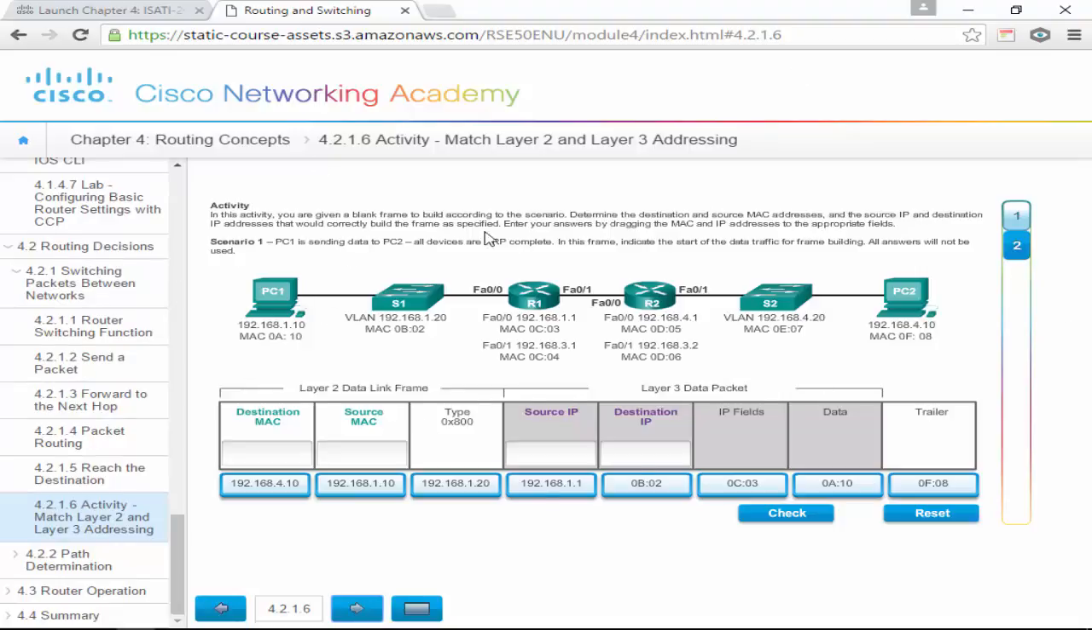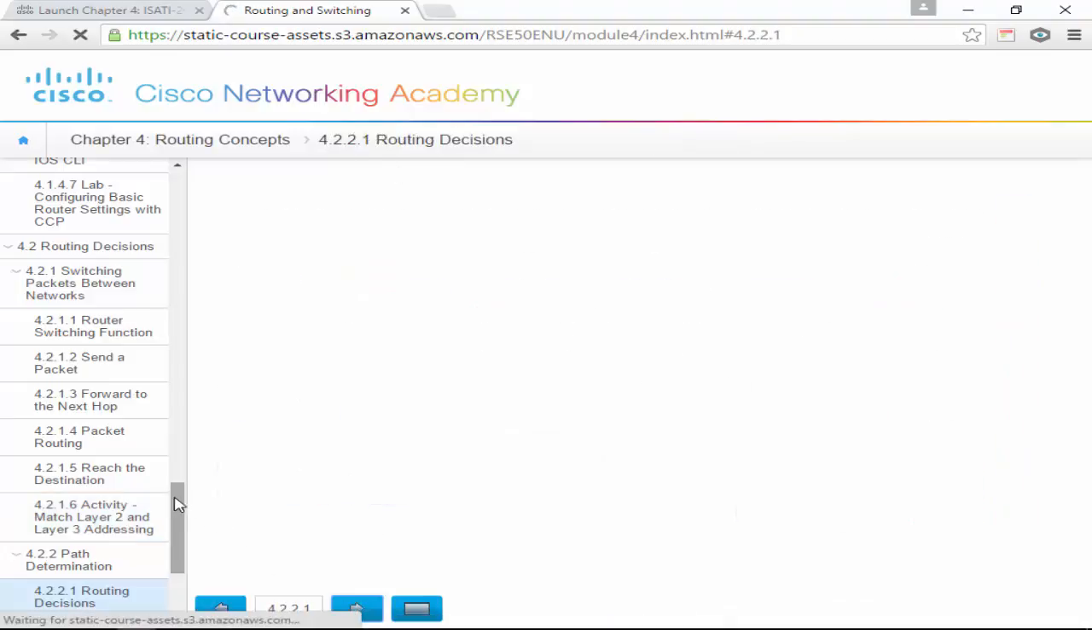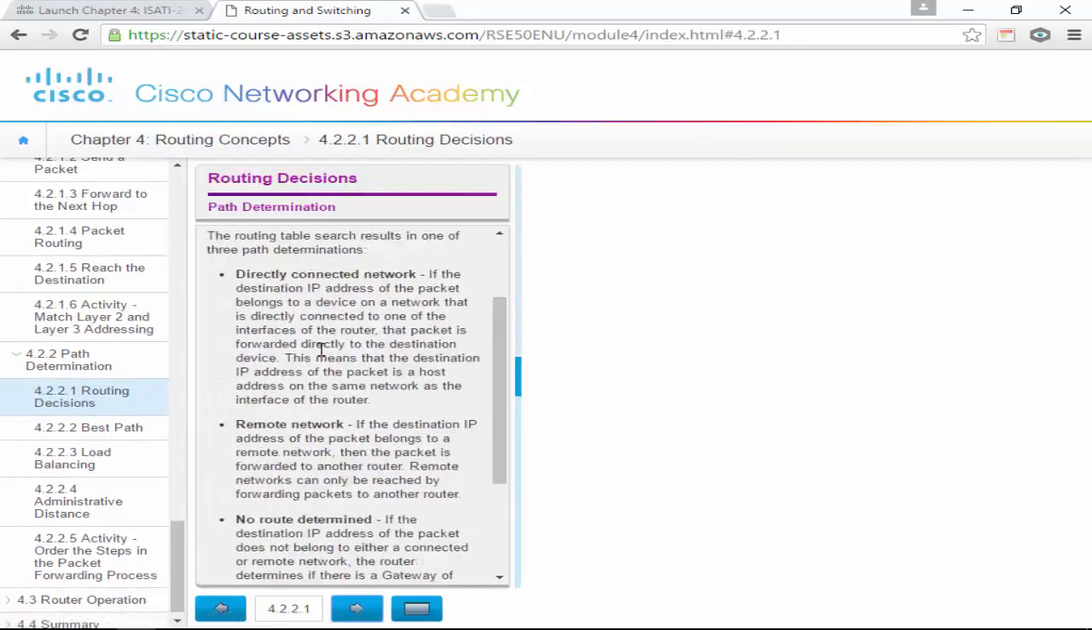I guarantee you'll have like 15 test questions that are the same as activity 4216, so it wouldn't be a bad idea to do them. They never go away.